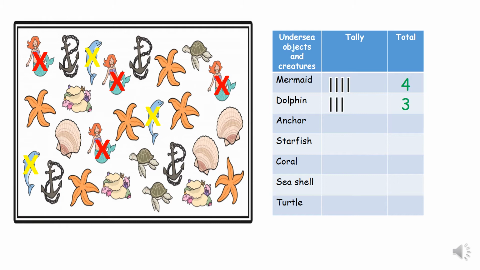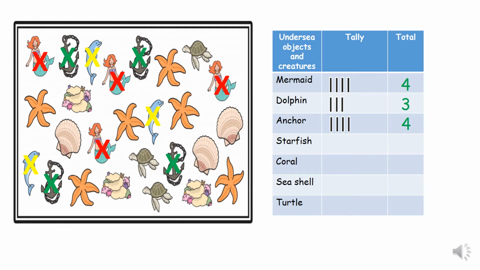The next item that we need to count is the anchors. Let's count those. 1, 2, 3, 4. 4 anchors. That will look very similar to the number of mermaids. So we have 4 tally marks, and our total is 4.